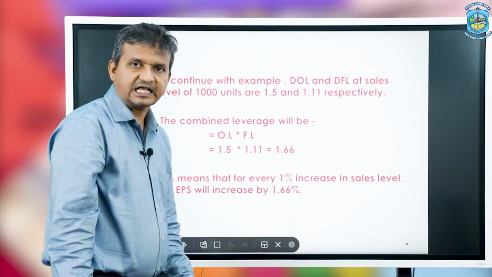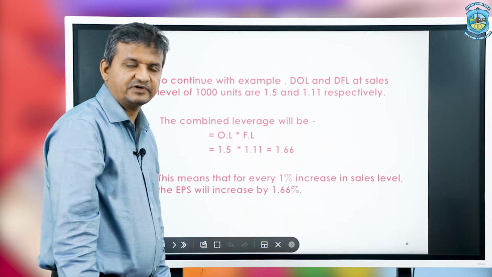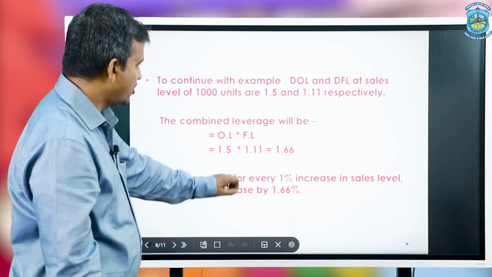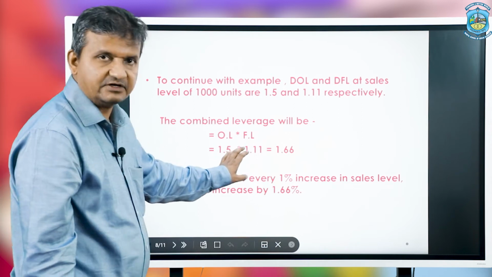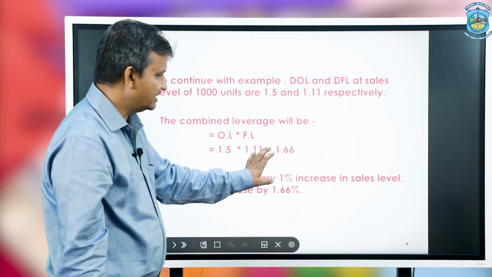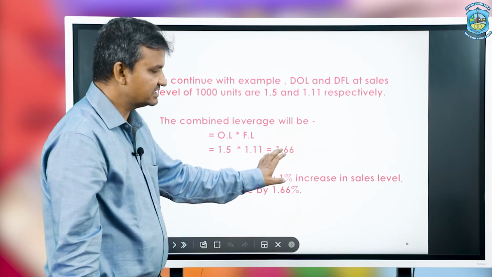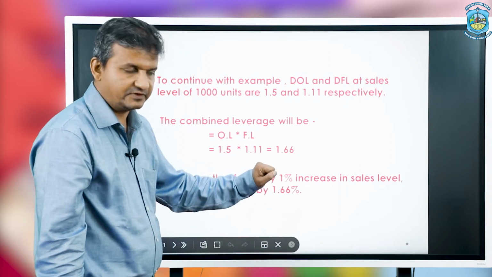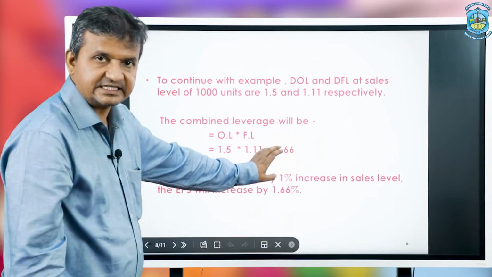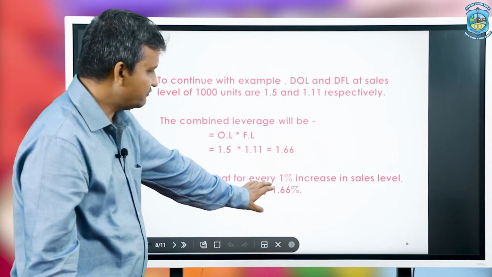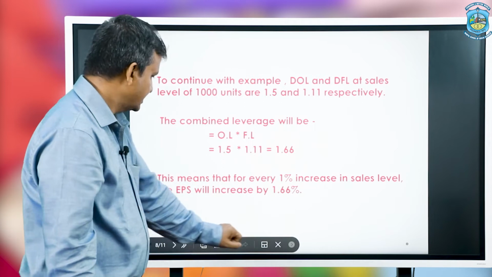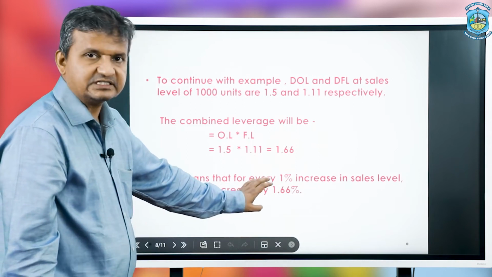Now we would continue with the example which we have taken in operating leverage and financial leverage. In that case, operating leverage came to be 1.5 and financial leverage came to be 1.11. So the product of operating leverage and financial leverage comes to 1.66 and that is nothing but combined leverage. It means 1.66 combined leverage means that for every 1% increase in sales level, EPS will increase by 1.66%.